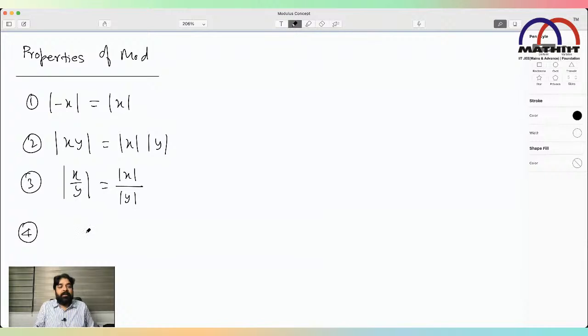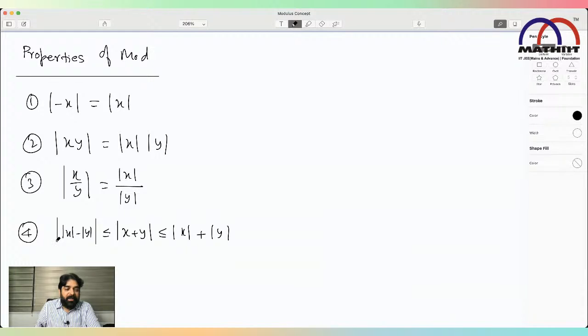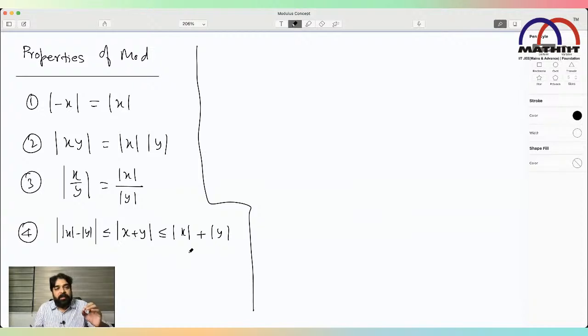And the most important property, mod of x plus y is always less than or equal to mod x plus mod y, greater than or equal to mod x minus mod y. If anybody studied complex number, maybe they've seen this property. This is a very important property, not only in complex number, which will be dealt with separately, but I just wanted to explain a little bit. This property, so many times in JEE Main and JEE Advanced, they use this property.